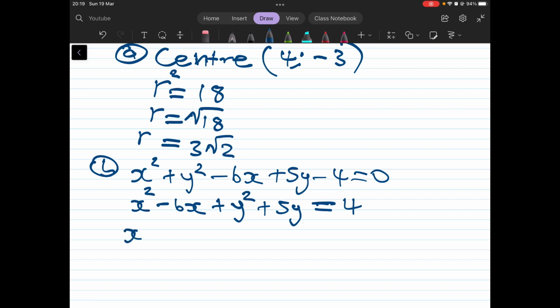To complete the square, we just take the coefficient of x and then we divide it by 2. That gives us negative 3. That negative 3, we're going to add it on both sides, just like that, and we square it. So that's basically how you complete the square.